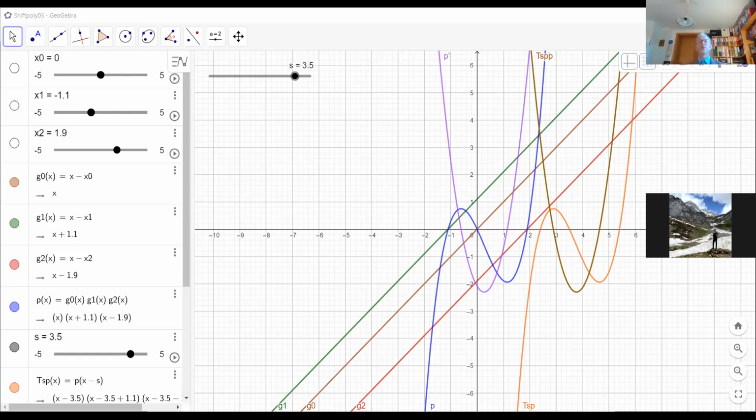But now I'm doing a shift, and you see if I move it, A equals 2, the curve has exactly zeros now at 1, 2, 3. If I shift it to -3, the corresponding zeros will be moved to -4, -3, -2, and so on. So we can very easily visualize the effect of these things.